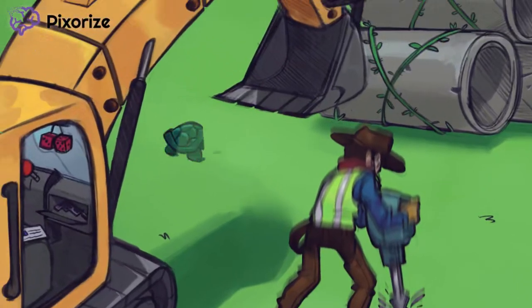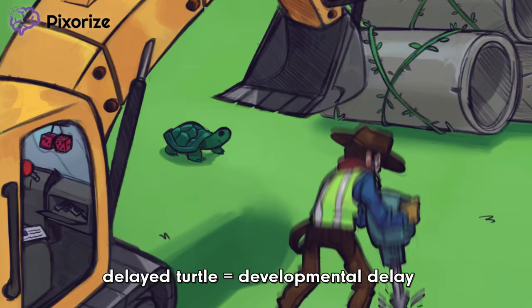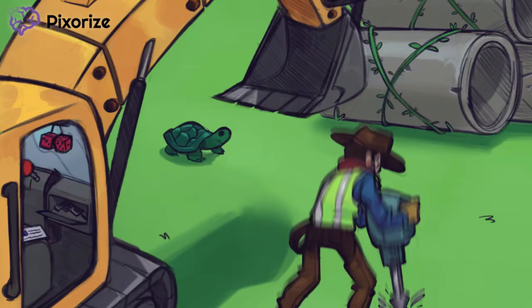Last, but definitely not least, we see that Mr. Turtle has arrived on the scene. Turtles are a recurring symbol for developmental delay, because what's more delayed than a turtle? Well, other than this construction project.